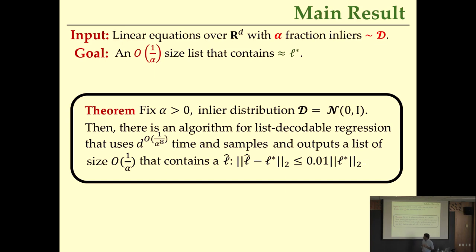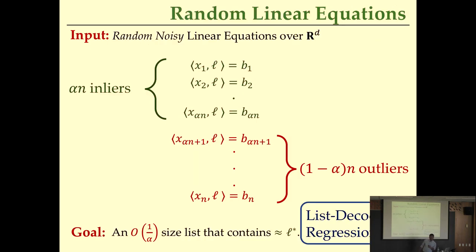Pravesh, yes? I should be thinking of the case where if you told me what the inliers are, the problem is again easy because alpha is large enough? Yes, exactly. n will always be large enough for you, like a large enough polynomial in the dimension. Alpha is always going to be a constant. So alpha n will always be large enough to uniquely determine L star with high probability.